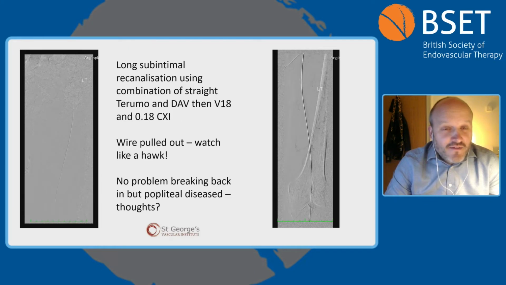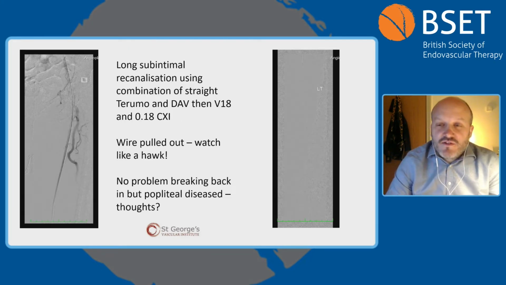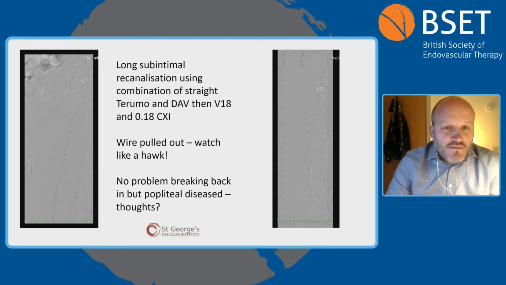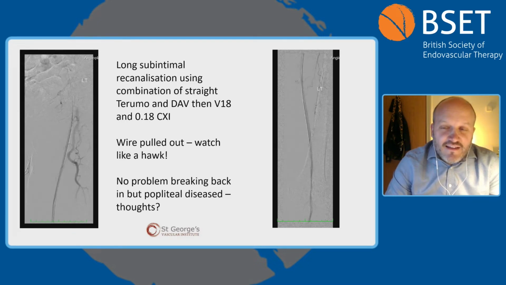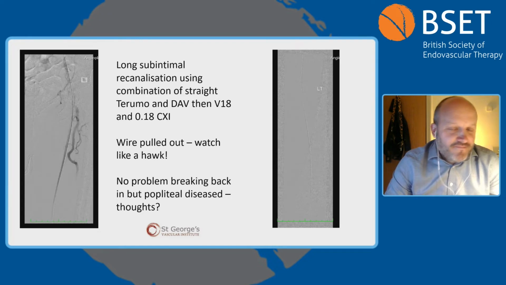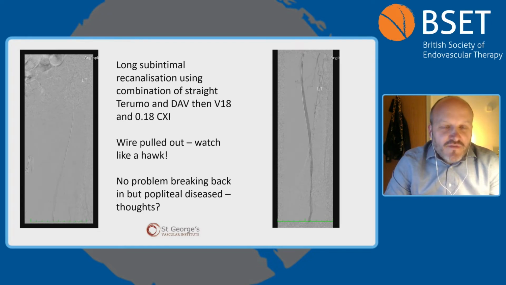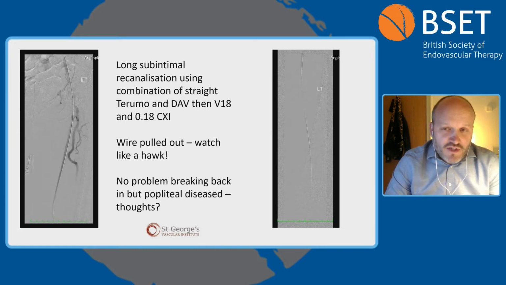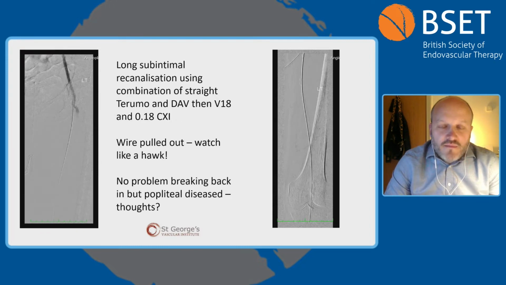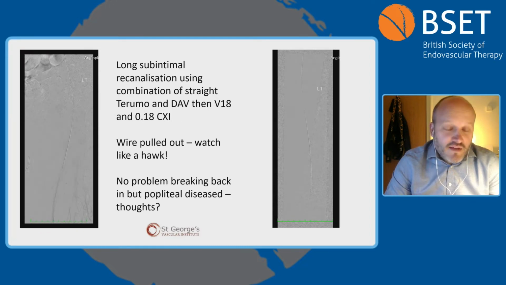Then a colleague who shall remain nameless managed to pull the wire out. It's one of these things, isn't it? You've put all your effort into the difficult bit, and then you make a silly simple mistake, and that was unfortunately while we were doing a catheter exchange. So we lost wire access completely, and probably lost half an hour because we had to go back, and actually getting back into the origin of the SFA again was a right faff.